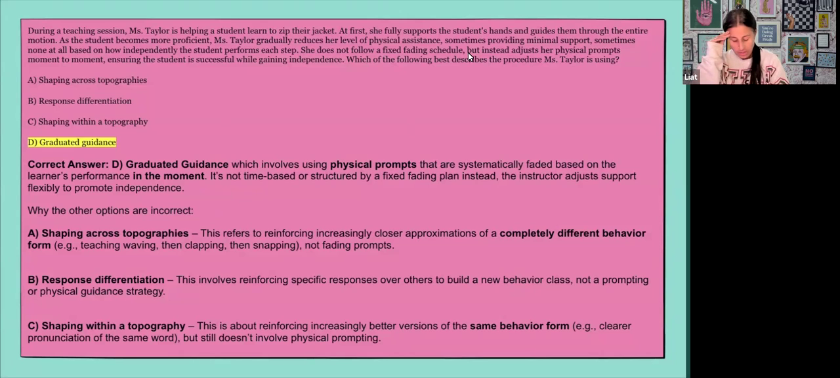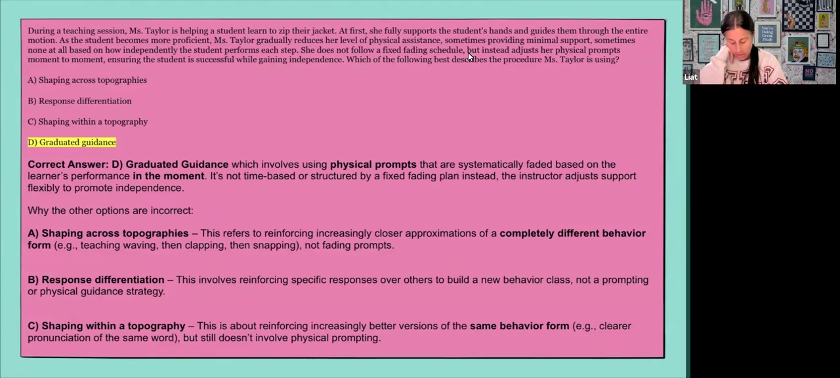So we know the correct answer is going to be graduated guidance. The reason it's graduated guidance is because this involves using physical prompts that are systematically faded based on the learner's performance in the moment. It's not time-based or structured by a fixed fading plan. Instead, the instructor adjusts support flexibly to promote independence. So why are the other options incorrect?